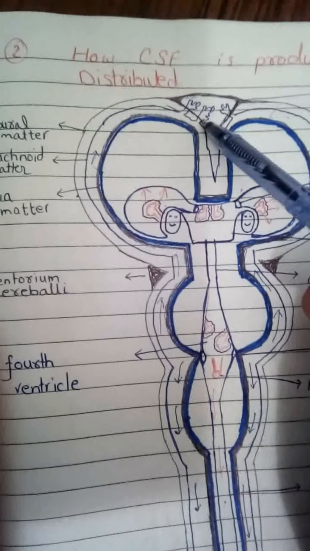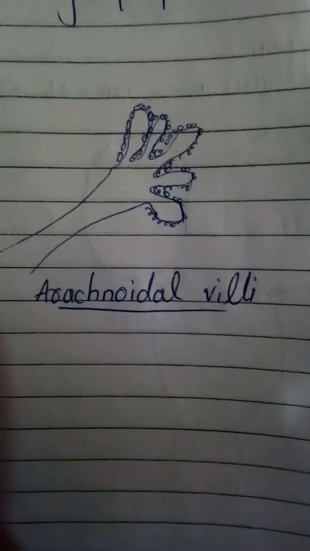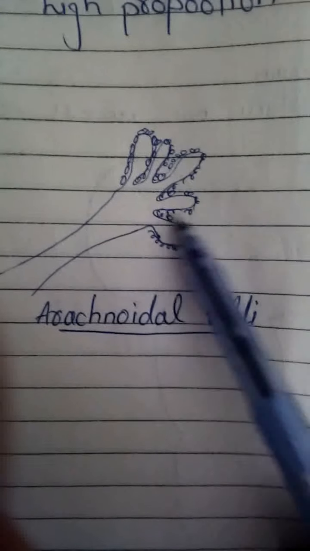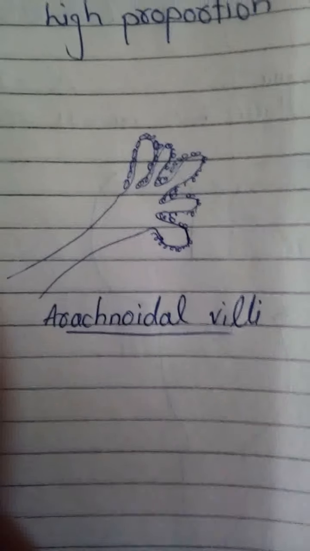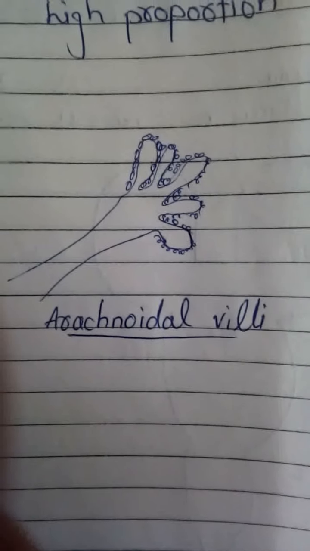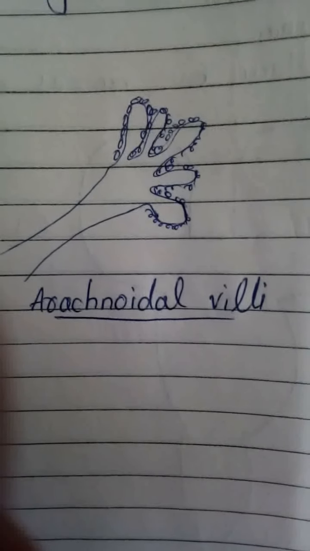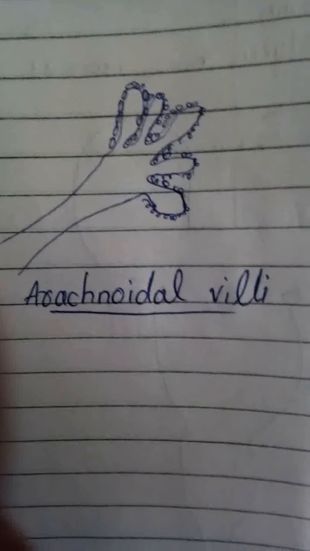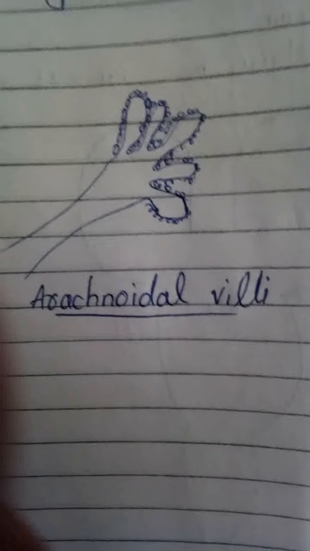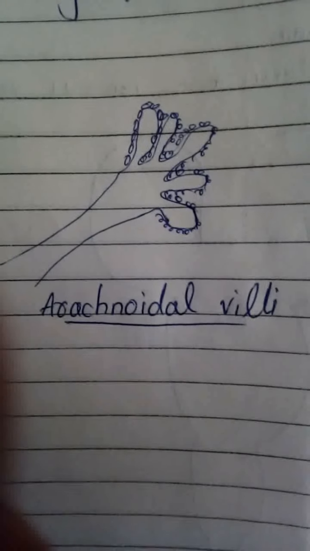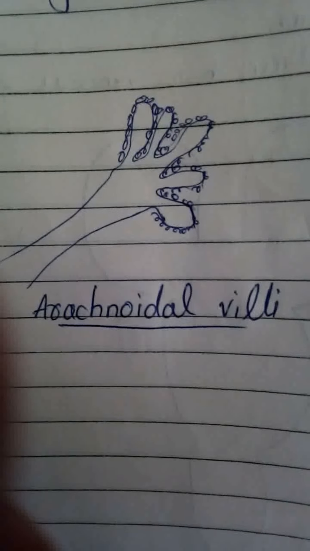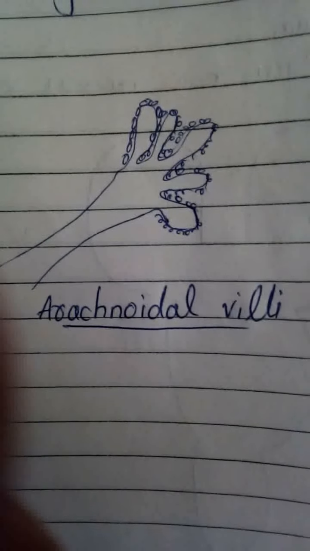Let's enlarge these arachnoid villi. These arachnoid villi are lined by endothelial cells. These villi allow CSF to move from the subarachnoid space into the superior sagittal sinus. These villi act as a one-way valve. It means they allow CSF to move only from the subarachnoid space into the superior sagittal sinus. They don't allow CSF to move from the superior sagittal sinus to the subarachnoid space.